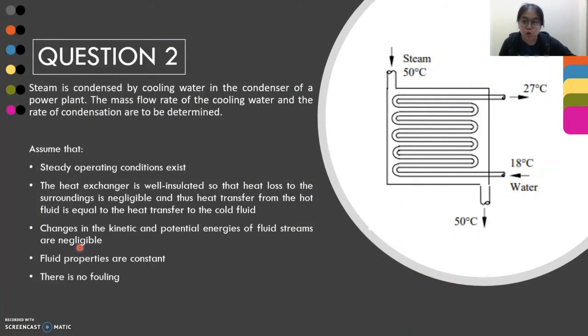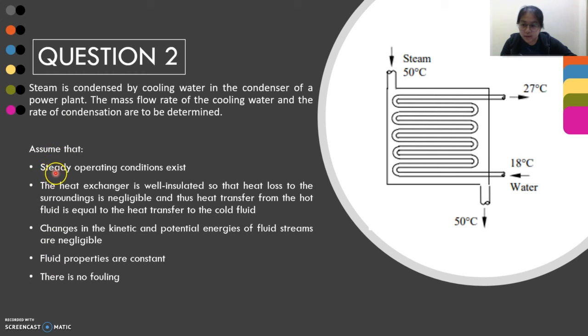So question number 2. This question involves steam and water in a heat exchanger. The question says that the steam is condensed by cooling water in the condenser of a power plant, and we are to determine the mass flow rate of the cooling water and the rate of condensation.